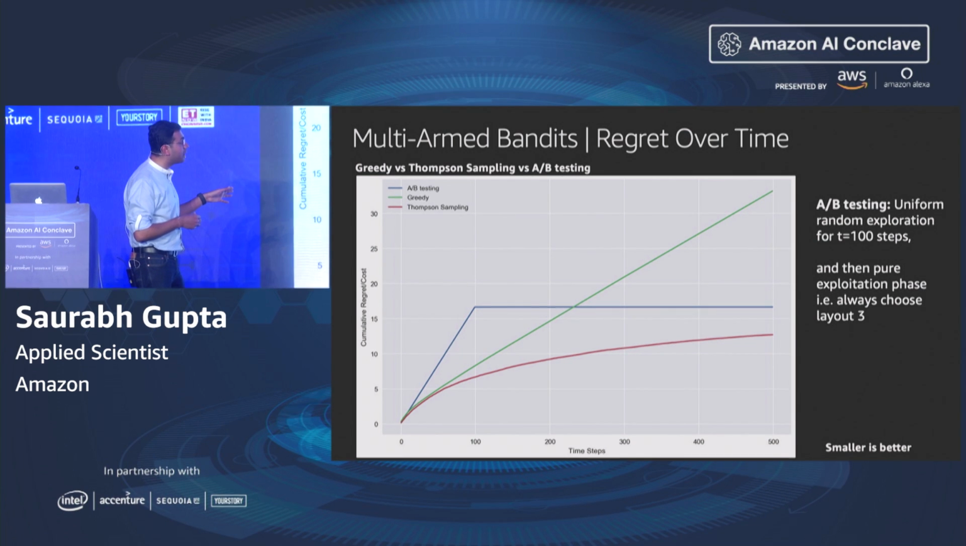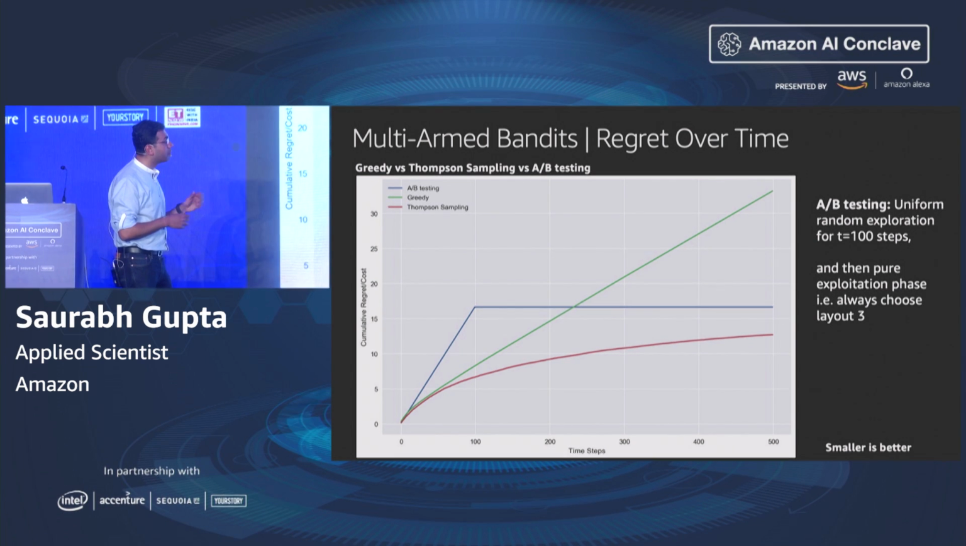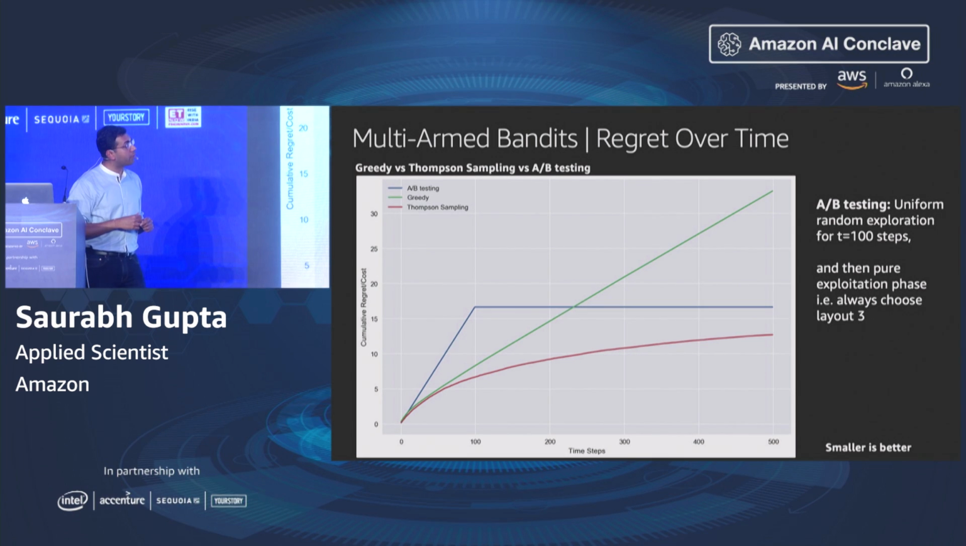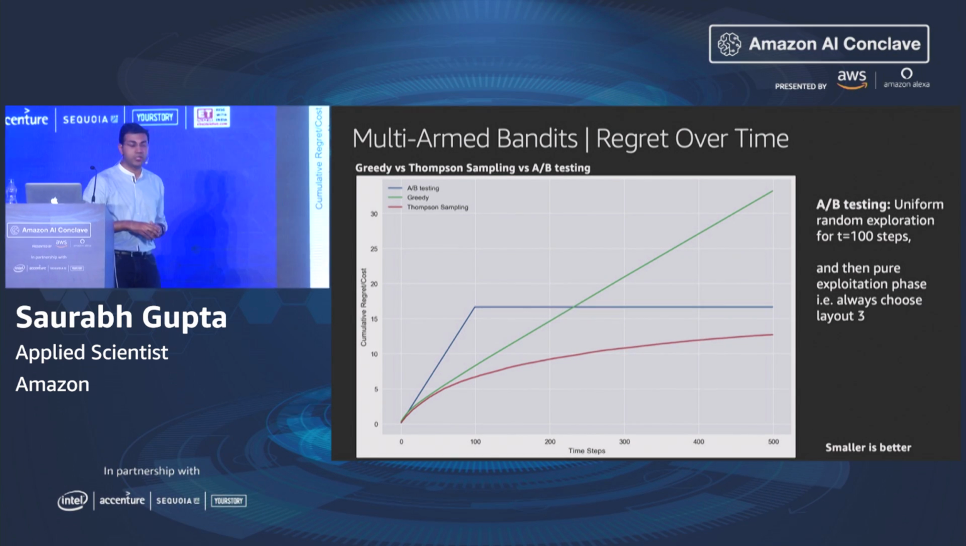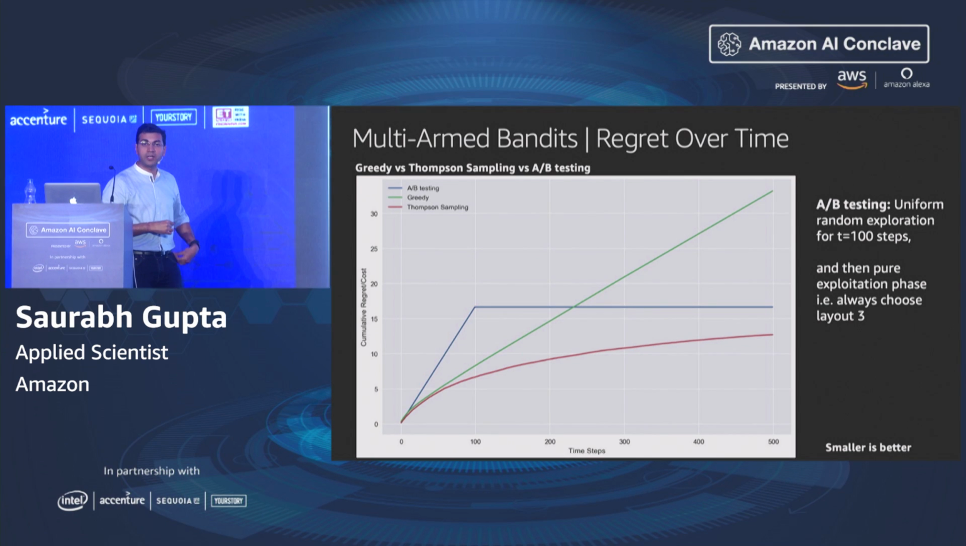And then we have A/B testing here. The blue curve is for A/B testing. For A/B testing, in this case, what we did was we just ran a period of uniform exploration for 100 steps. What that means is we just allocated 33% of the traffic to all the 3 layouts. After collecting 100 data points, we decided that, hey, layout 3 looks like the best. Let's just always show layout 3 to the users. So this is how the curve for A/B test looks like.